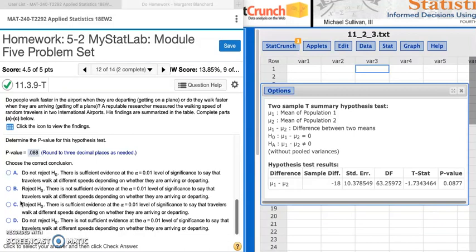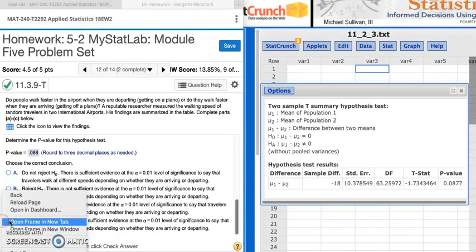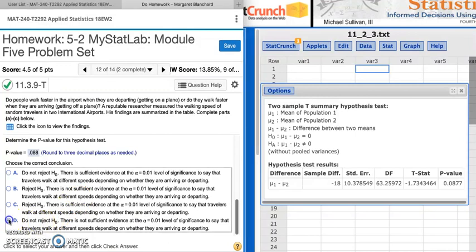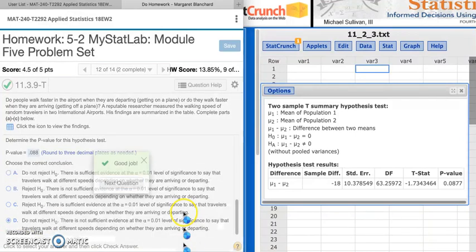However, we're saying there's not sufficient evidence to support the alternative. So here we see in A, it says there is sufficient evidence to support the alternative hypothesis. In D, it says do not reject the null hypothesis. There is not sufficient evidence at the alpha equals 0.01 level of significance to say that travelers walk at different speeds depending on whether they are arriving or departing. So here we say D. Final check. Good job.